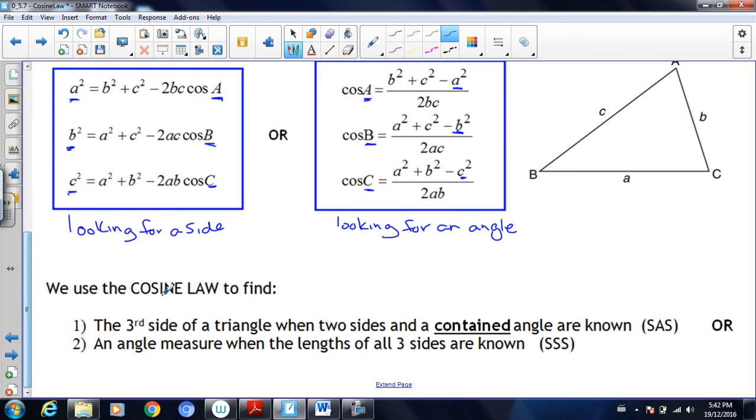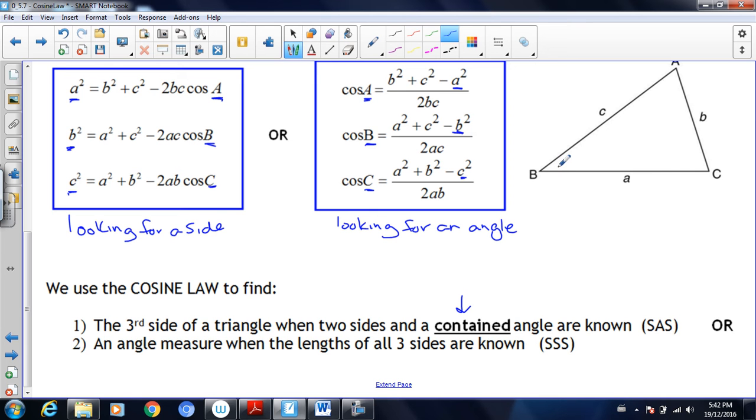Okay, now we use the cosine law to find the third side of a triangle when you have two sides and a contained angle. This is important: it has to be contained. This is known as side-angle-side.